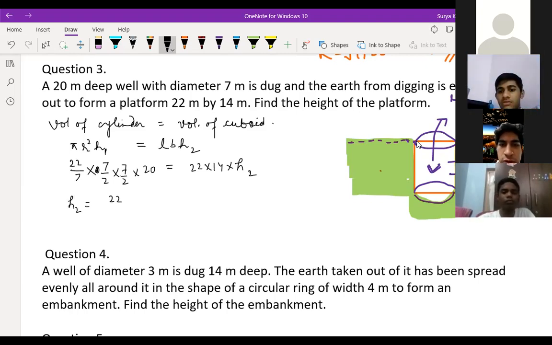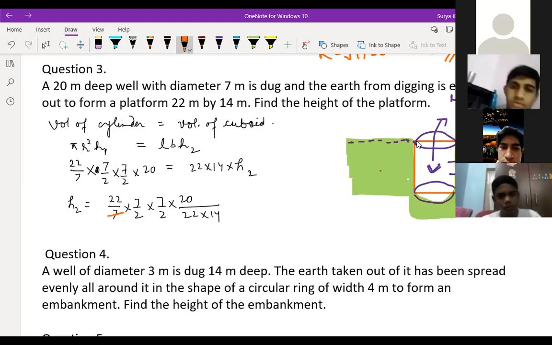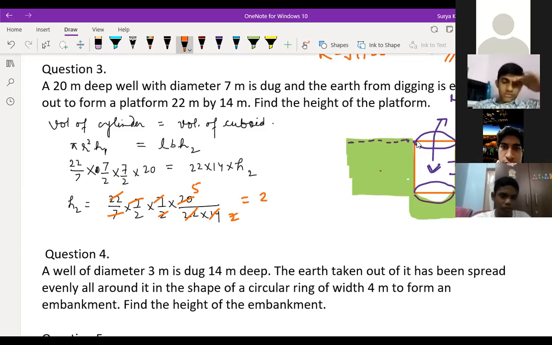h2 is equal to 22 by 7 into 7 by 2 into 7 by 2 into 20, divided by 22 into 14. If you multiply 22 into 14, then it becomes complicated. Don't multiply. This is the trick you should learn. Don't multiply anywhere. Now you just cancel. 7, 7 cancel. 7 2s are 14. Then 22 cancelled. Then 4 5s are 20. So height is 2.5 meters. Is it clear, children?